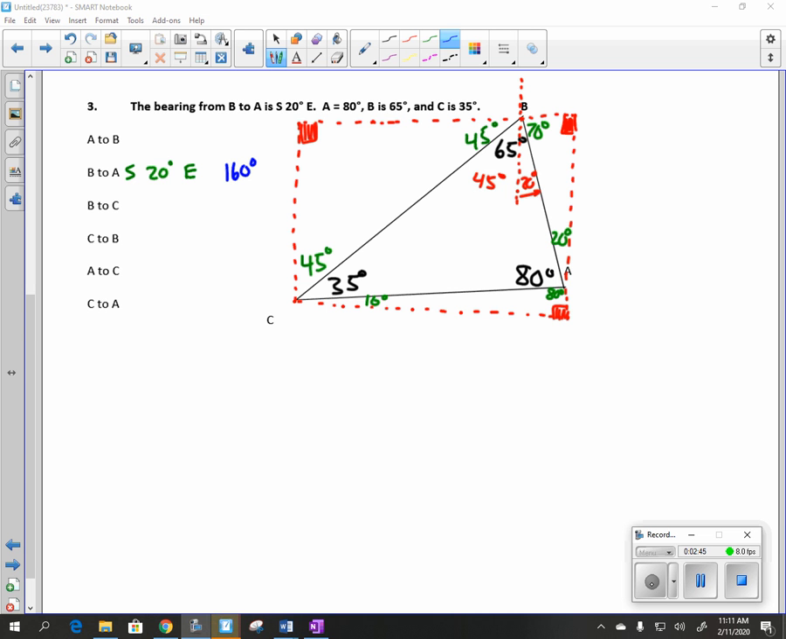Let's do B to C. General direction to get from B to C? Southwest. From south, how many degrees do you turn towards the west? 45. Is that 45 past 180 or behind 180? 45 past 180 would be 225 degrees.